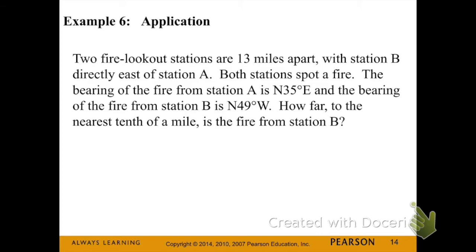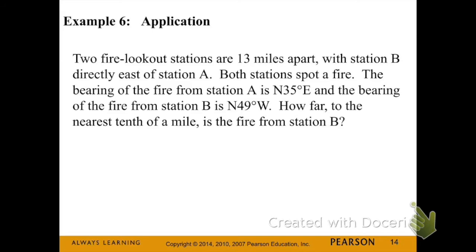Example 6 is a word problem. Two fire lookout stations are 13 miles apart, with Station B directly east of Station A. Both stations spot a fire. The bearing of the fire from Station A is north 35 degrees east, and the bearing of the fire from Station B is north 49 degrees west. How far to the nearest tenth of a mile is the fire from Station B?